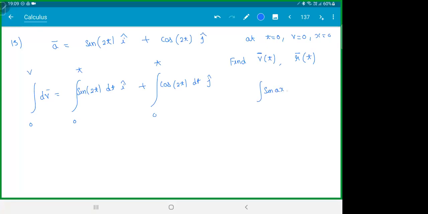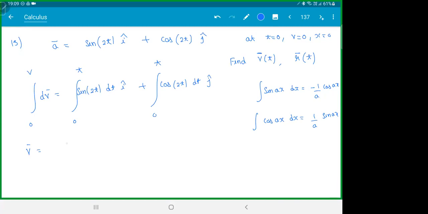Sine ax ka integral is minus 1 by a cos ax. In case you forgot, you should definitely go and mug it up. Cos ax ka integral is 1 by a sine ax. So this will give you v on the left hand side.